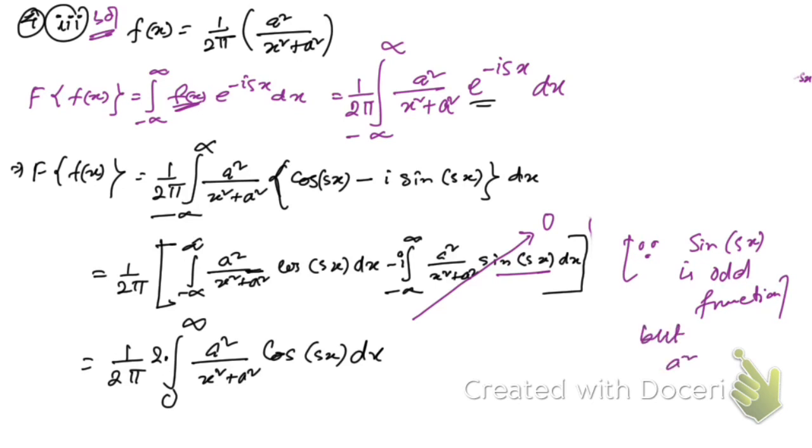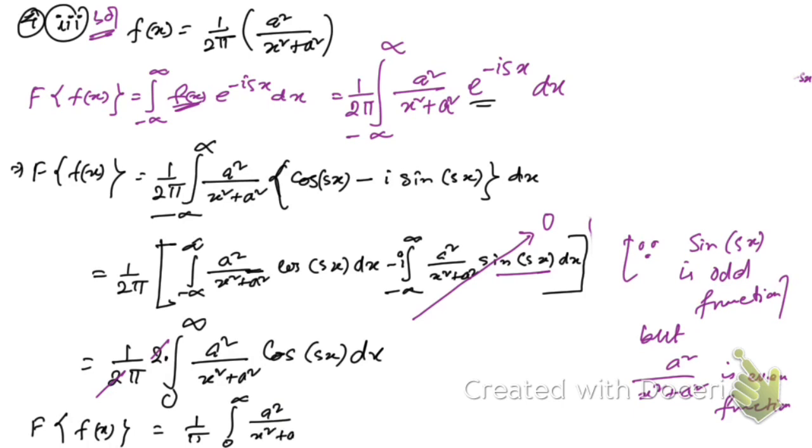But a square by x square plus a square is an even function. Okay, right? So now here you see these two cancel. So what we have got here, the Fourier transformation of the given function small f of x is going to be equal to 1 by pi integration 0 to infinity a square by x square plus a square cos sx dx. That's what we're going to have.